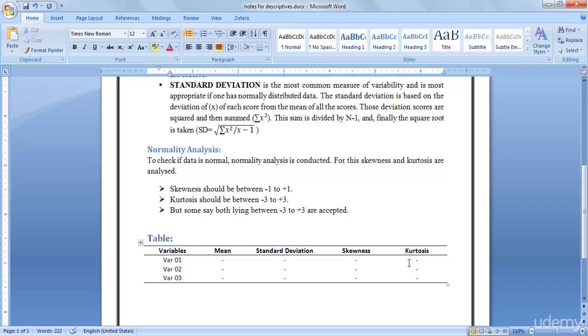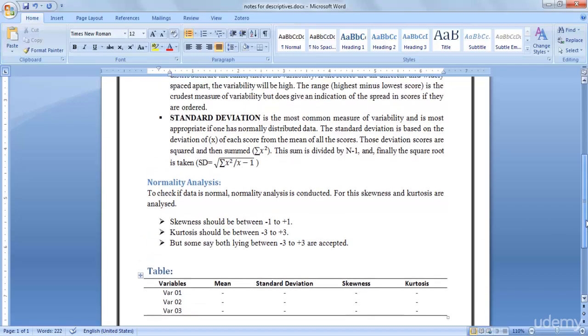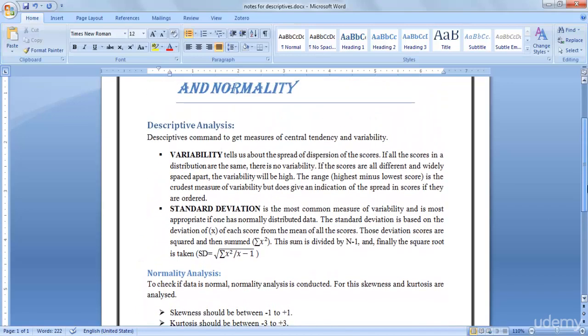So let's take a look at the table. This is how we are going to construct the table for descriptives. Here is the mean, then standard deviation, then skewness and kurtosis. This gives us detail about our descriptives and how we're going to get them. I'll be telling you in the next lecture how we're going to perform descriptive analysis and normality analysis.